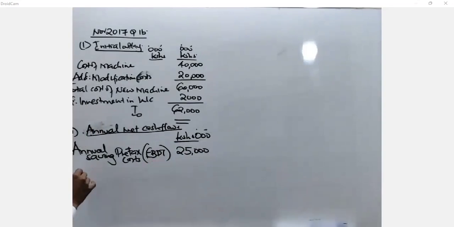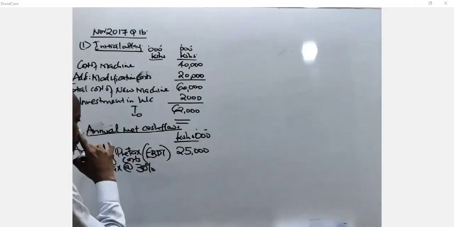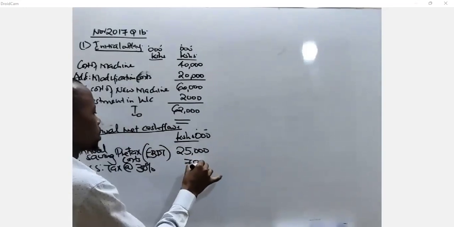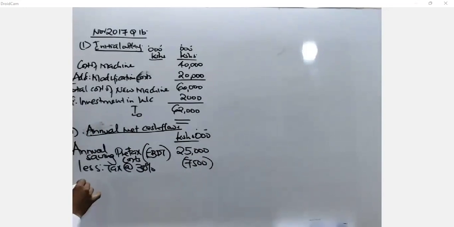Can we be able to raise our taxes at the rate of, as our examiner has given us, the corporation tax rate of 30%? That percent of this is around 7,500. Then can we be able to add the depreciation tax shield? We take the costs.